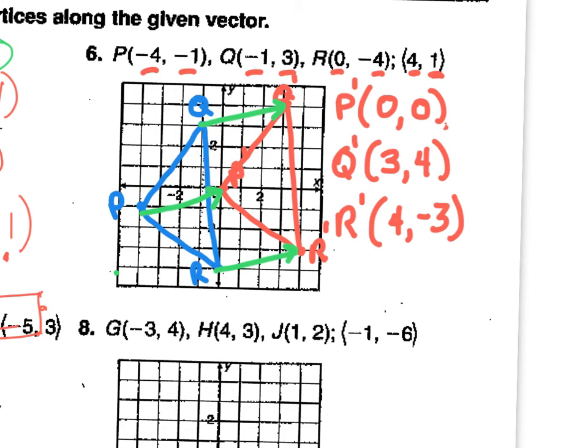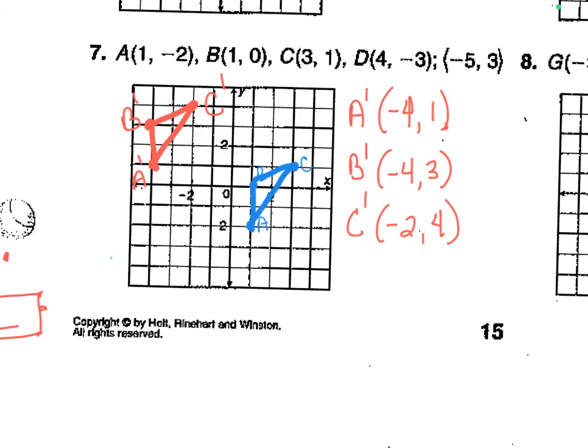Go ahead and do number 7 and number 8, and then we're going to go ahead and check the answers. Okay, so try 7 and 8, please. Okay, in problem number 7, you're supposed to plot A, B, and C, the original points, and then get your transformation points using the vector negative 5, 3.